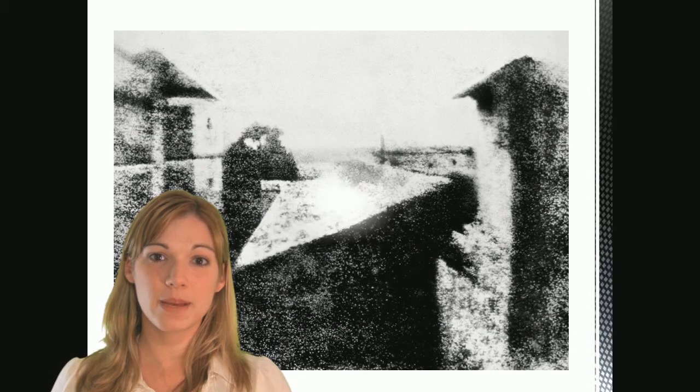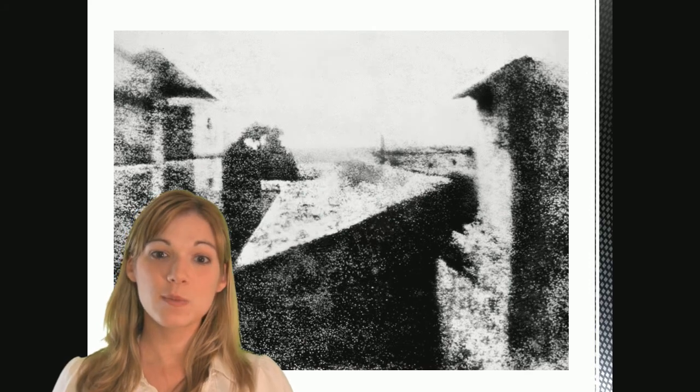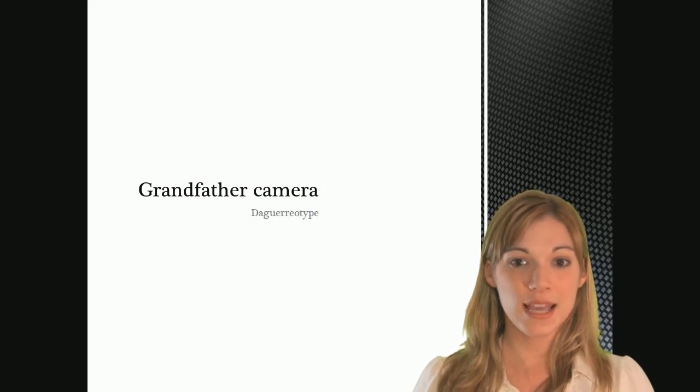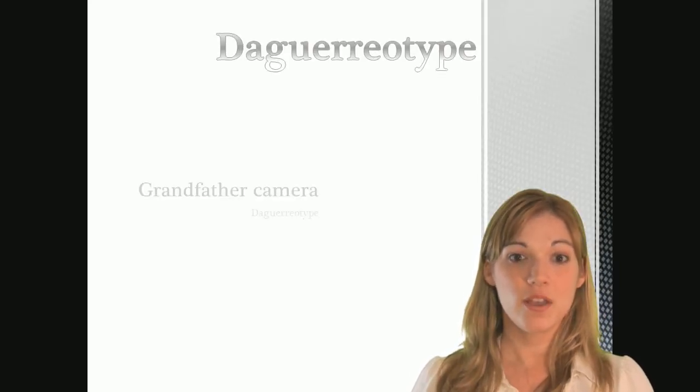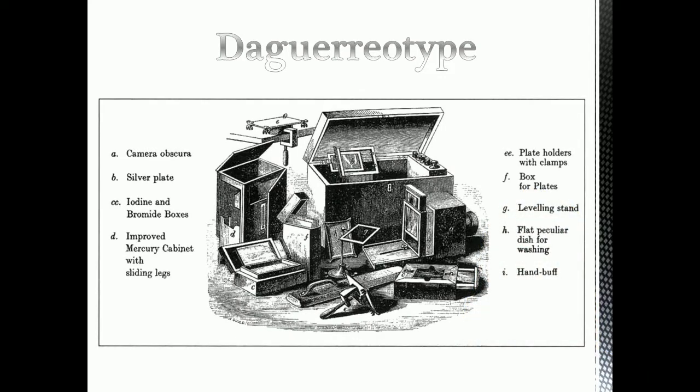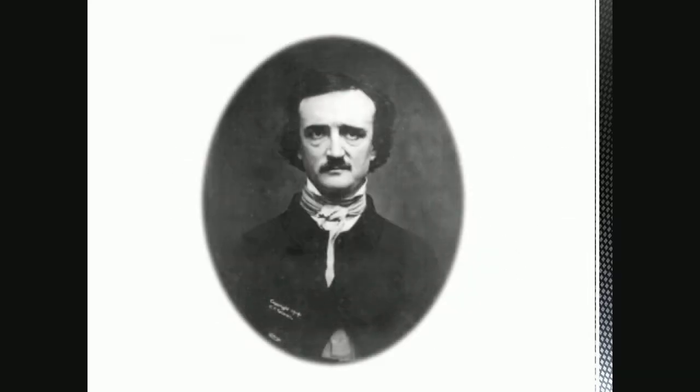The first photograph was taken in 1826 by Joseph Nitzsche when he exposed a bitumen-covered plate in a camera obscura. In 1837, Louis Daguerre invented the daguerreotype, the first publicly marketed camera. The daguerreotype was the first camera to successfully create a lasting image. Notice how many components there are to this grandfather of the modern camera. Here is a photo taken with a daguerreotype.